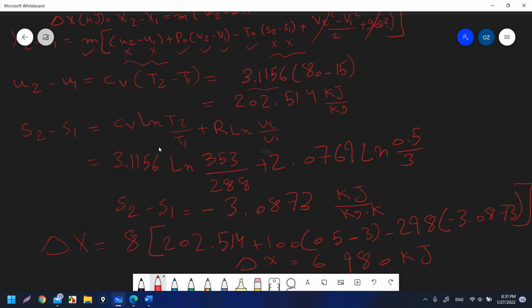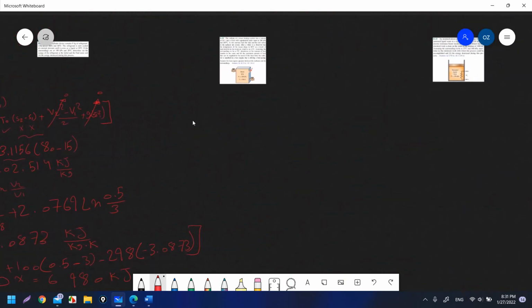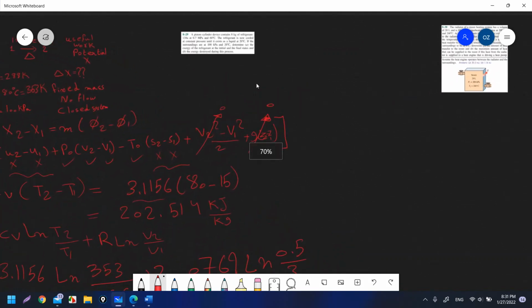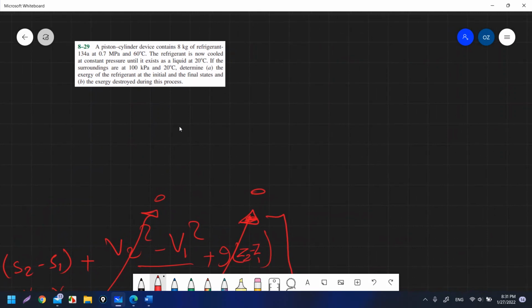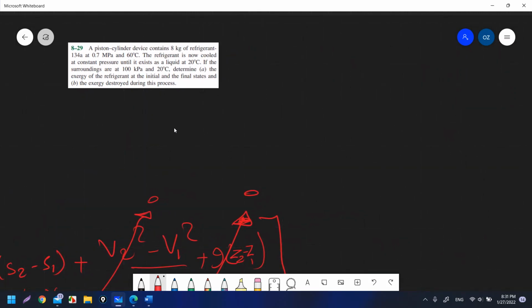So that was the first question. Okay, let's see the second question. A piston cylinder device contains 8 kilogram, the mass is 8 kilogram, of refrigerant. Now we have refrigerant. The last question, we had an ideal gas. So we are predicting that we will use the refrigerant table.